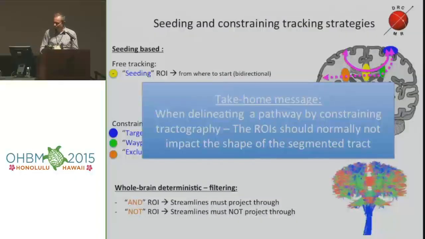So the take-home message here: when delineating a pathway by constraining tractography, it's really important that the ROIs you're using, the waypoint ROIs, are not the ROIs that impact the shape of the track. If you have, for example, a broad track and you want to constrain it somehow, then it's important that your waypoint is not smaller than the cross-sectional area of the track, because then you start to impose what you think is a true track, but we actually want tractography to show us the true track, right? So it's important that you are very self-critical and aware of these tempting situations.